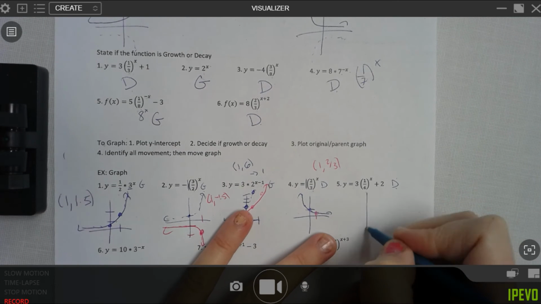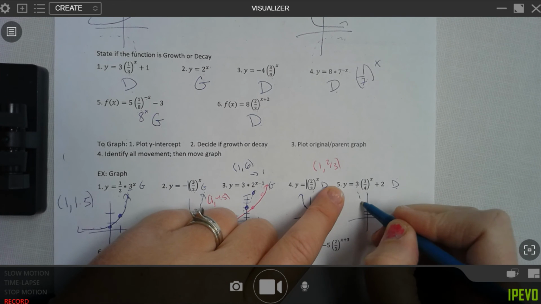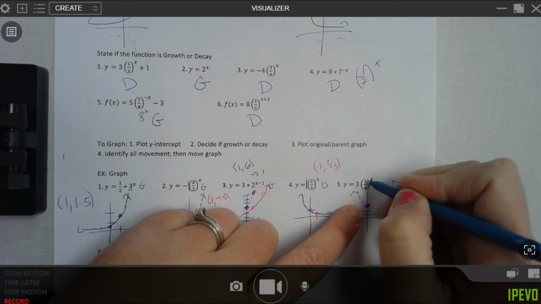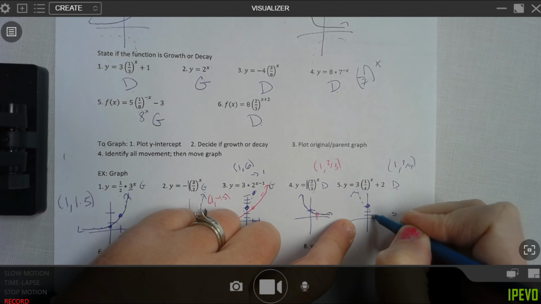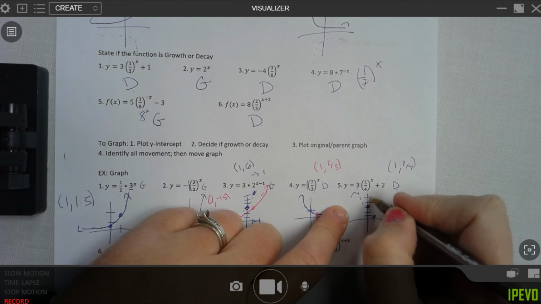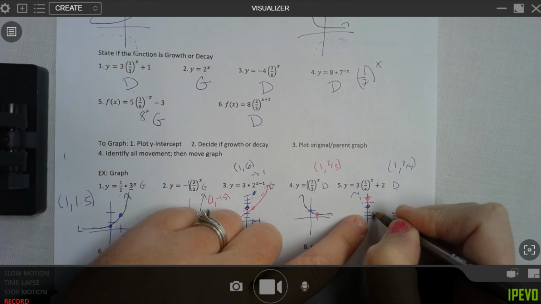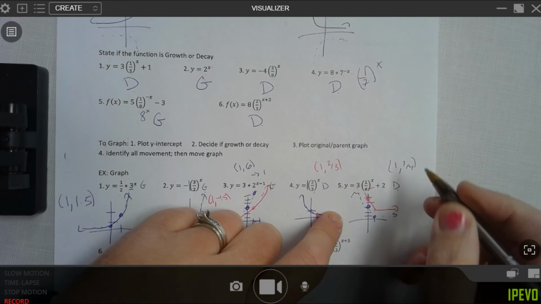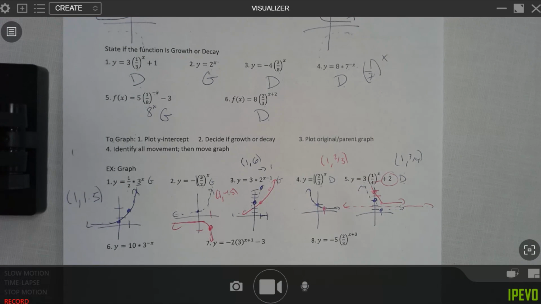I'll do one more. So my y-intercept is 3, and it was a decay, so it had looked like this originally. So we have the dot right there. My second dot then would be 1, comma, multiply these together, you get 3/4. And then I need to move both those dots up 2. So to make that 2.75. And remember, that is your asymptote, so do not cross the line of 2.